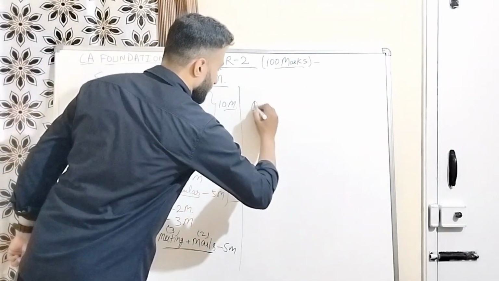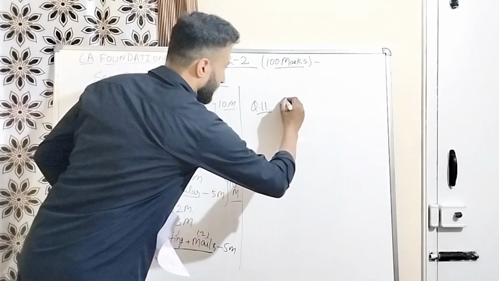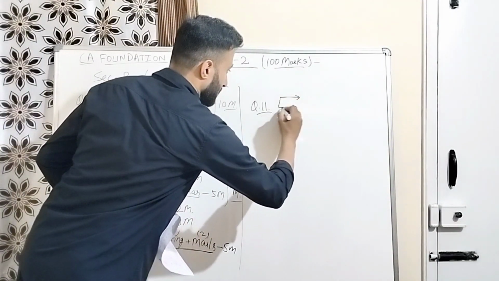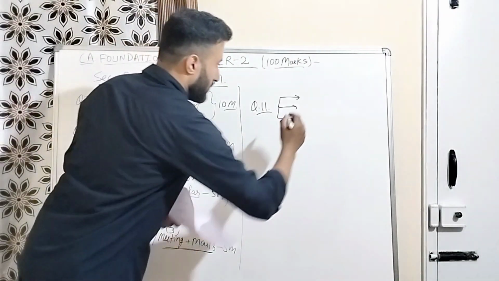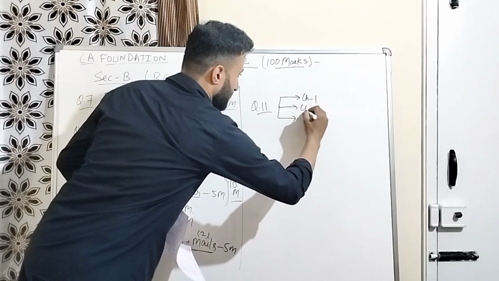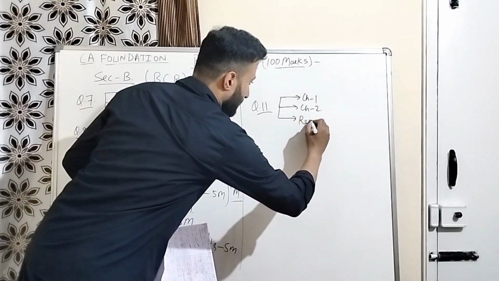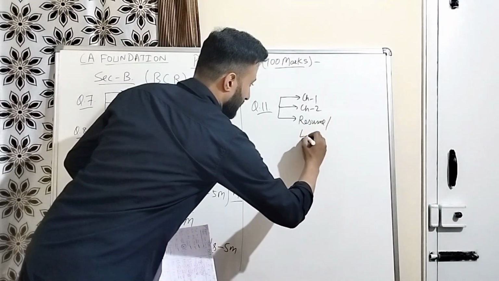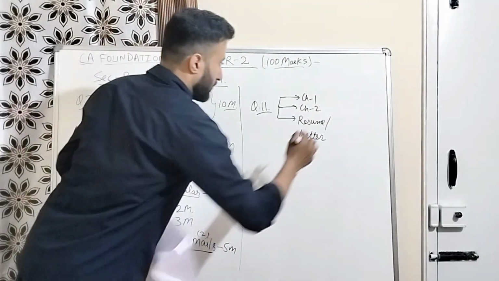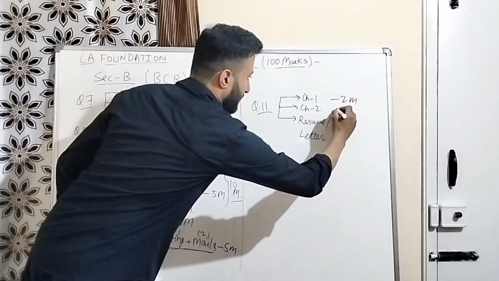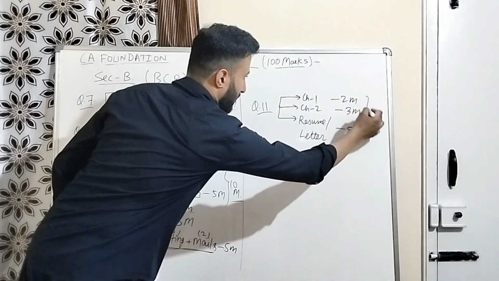Now the last question they will ask is question number 11. Question number 11 is again divided into 3 parts. So this from chapter number 1, chapter number 2, and then they will ask you to write the resume or they will tell you to write the letter. Okay, so this will be of 2 marks. In chapter number 2 it will come for 3 marks. Resume or letter will be for 5 marks.